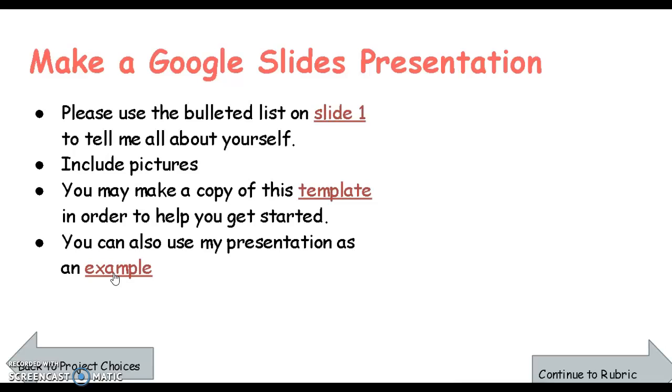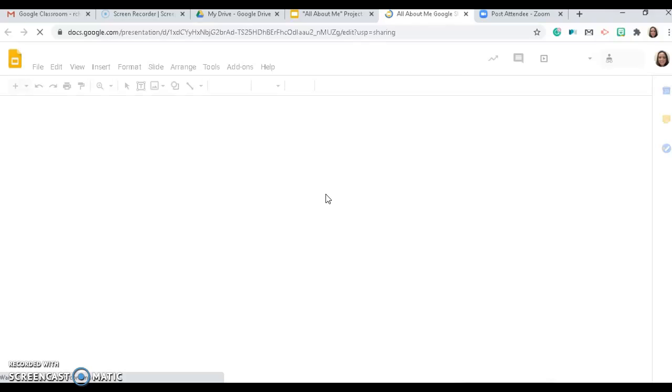Once you're ready to get started, you can either open up your own Google Slides presentation, or you can make a copy of this template that I have made for you. So what you do in order to bring up the template is you click on this hyperlink, and it will pull up the All About Me Google Slides.